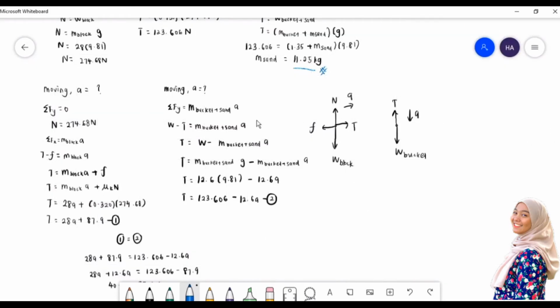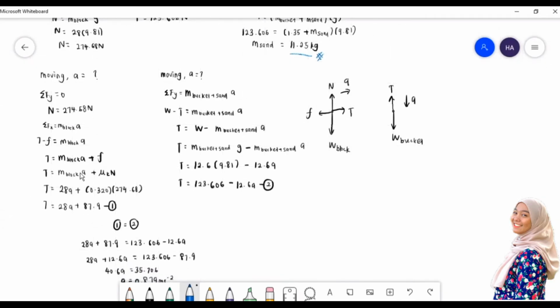So, Fx equal to M block A, mass of block darab dengan A, acceleration. So, T minus F equals to MA. So, T equals to M block A plus F. Okay, friction. So, korang tahu F friction is equal to mu K N. Okay. So kita masukkan nilai M block, mass of block, dan kita ada nilai mu K dan juga kita ada nilai N. Jadi kita masukkan nilai, dapat T equals to 28A plus 87.9. So ini adalah equation yang pertama.